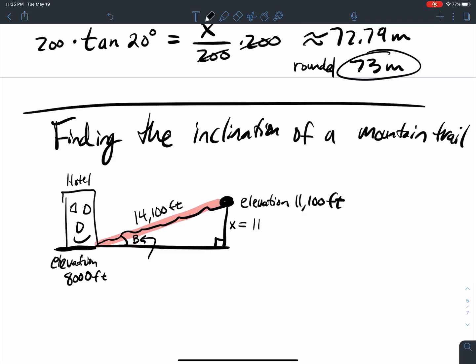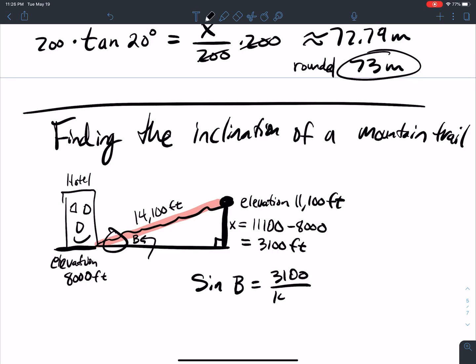And what is that? That's 11,100 minus 8,000 feet. So that's 3,100 feet. Okay, so this side's 3,100. So what do we know? What trig function does opposite over hypotenuse? That's sine. The sine of angle B is equal to 3100 divided by 14,100.